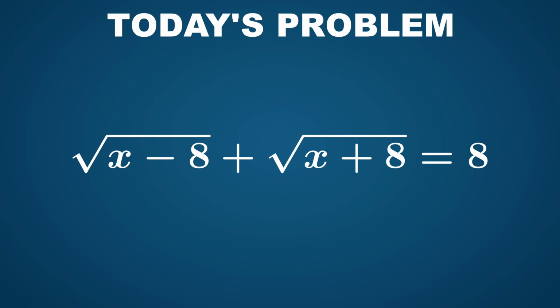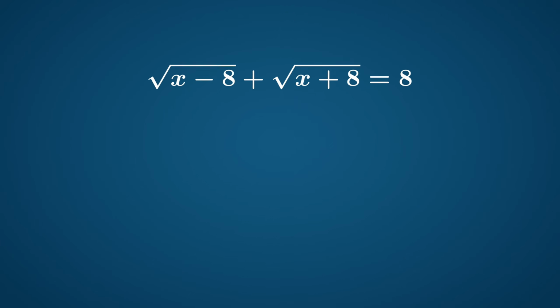Here is today's problem. We are given an equation containing two square roots. The first expression is the square root of x minus 8. The second expression is the square root of x plus 8. These two roots are added together to make a single sum. This entire sum is equal to the constant value of 8. We can see that the variable x appears twice in this problem.